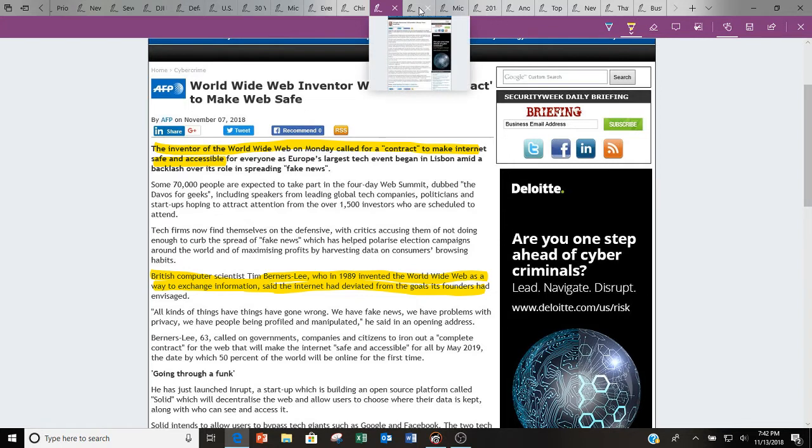So we've got GDPR wanting to control privacy. We've got California wanting to put data controls in that state. We have Intel and other companies wanting federal regulation. We have 51 nation states wanting a ban against cyber attacks. We have the inventor of the internet wanting to put new controls in place.